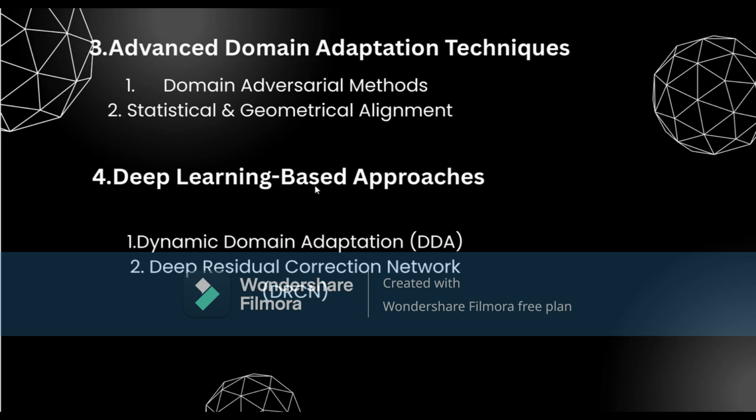And statistical and geometrical alignment combines shared and domain specific features. It projects data to subspaces, maximizing target variance and minimizing distributional shift.